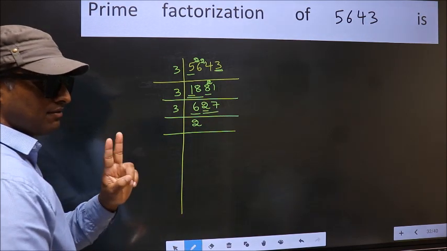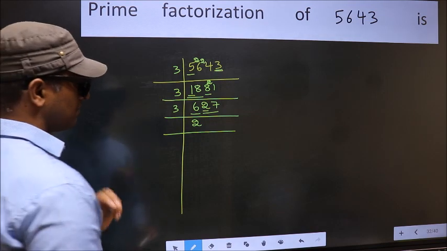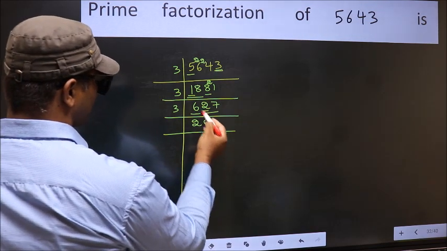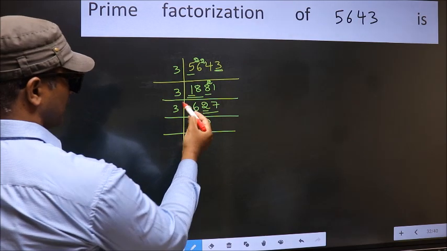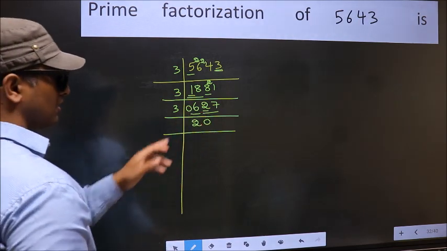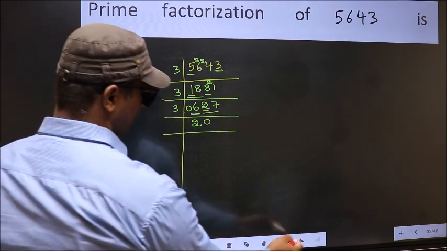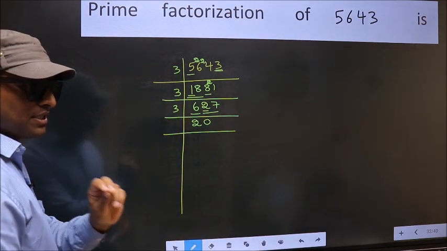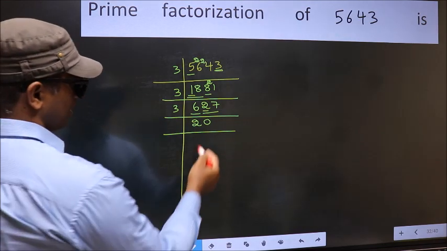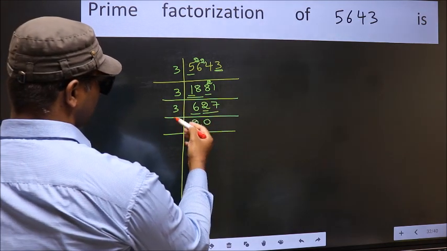Always remember, whenever you take 2 numbers, compulsorily put 0. Even over here we had taken 2 numbers, but 0 at the start does not count, so there is no need to write 0 at the start. Anywhere else you are taking 2 numbers, compulsorily put 0. Now 27, when do we get 27 in the 3 table?